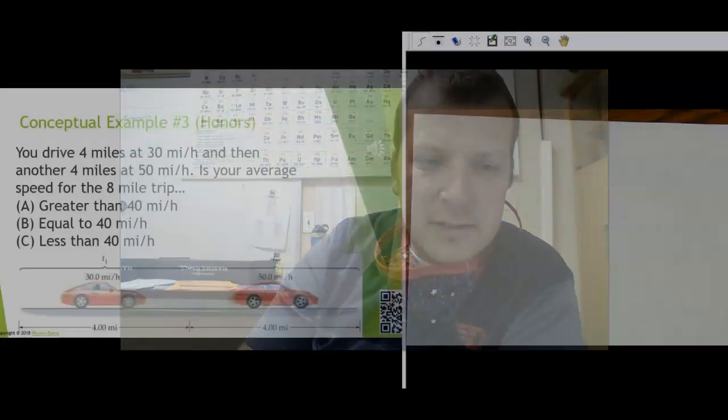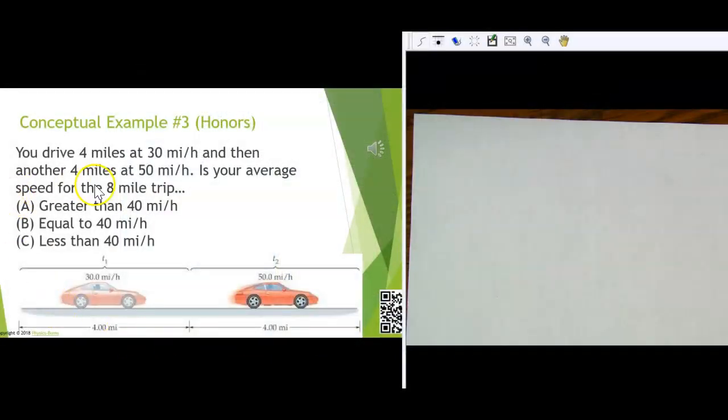Okay. So my question was, you drive 4 miles at 30 miles per hour, and then you drive another 4 miles at 50 miles per hour. Is your average speed for the 8-mile trip greater than, equal to, or less than 40 miles per hour? Now, how to solve this problem?